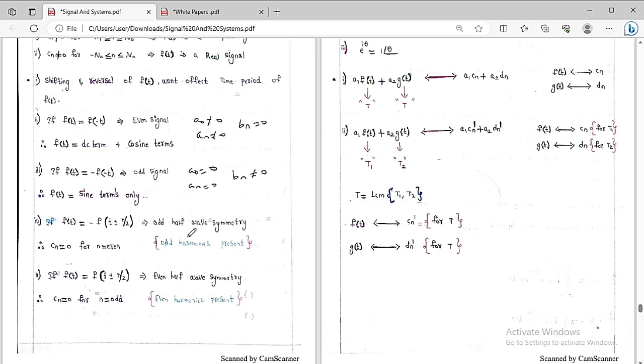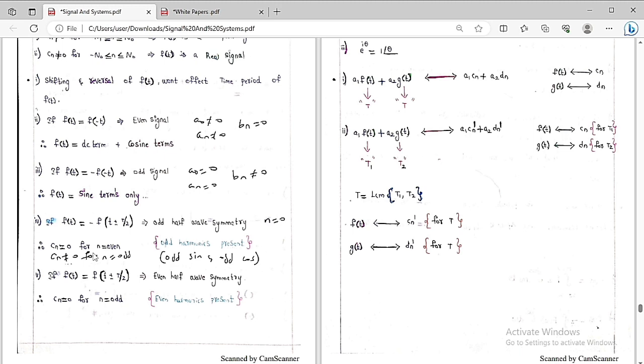In the case of odd half-wave symmetry, only the odd harmonics of the sine and the odd harmonics of the cos are going to be present. So we can say Cn is equal to 0 for even values of n, which means Cn is not equal to 0 for odd values of n. So there is no basic term. The basic term is nothing but n equal to 0, and n equal to 0 is even, so the basic term is also equal to 0.